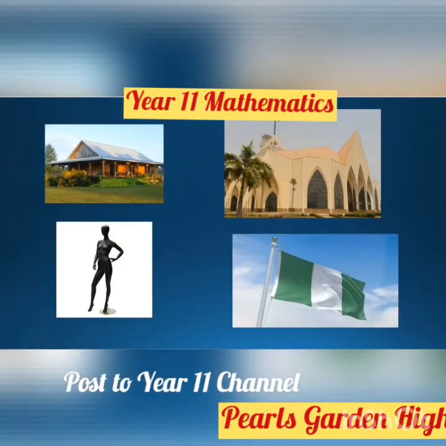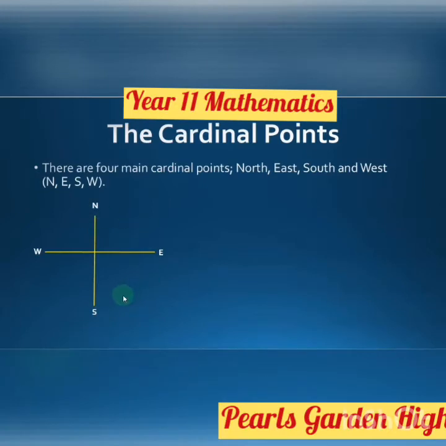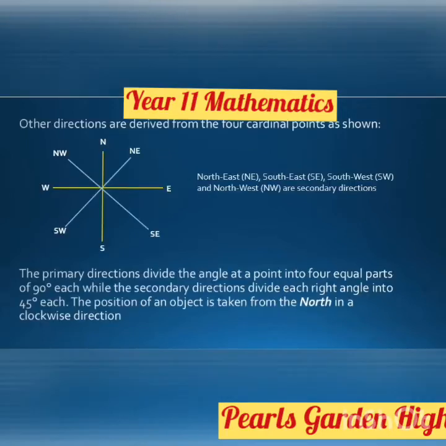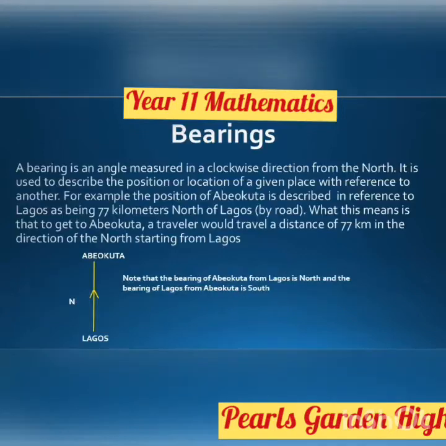So the four cardinal points, like I said, are the north, east, south, and west. But from them, we have other ones that are derived. So we have the northeast, the southeast, the southwest, and the northwest. They are derived from the four main cardinal points. Okay, but our focus is to know what bearing is. And bearing is simply an angle that is measured in a clockwise direction from the north. Okay, it's an angle measured in a clockwise direction starting from the north.